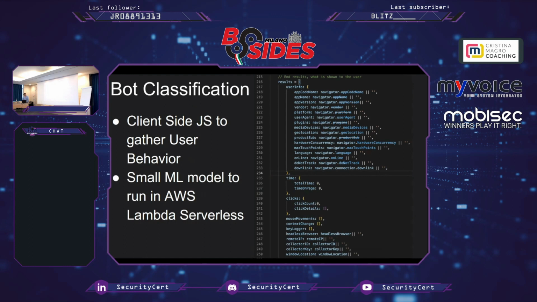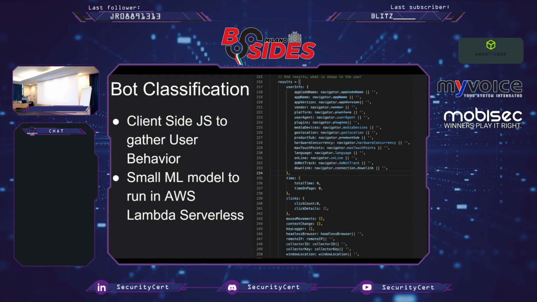So I started working on it. And what I wanted to have was some client-side JavaScript to gather user behavior and a small machine learning model that could run in AWS Lambda serverless. So I could just call it as a function, and it would give me a result. Is it a bot or not? And I wanted an API-based classification model that I could call from various web applications as well. So again, we used AWS Lambda and the serverless Python function to run our machine learning model that we create.